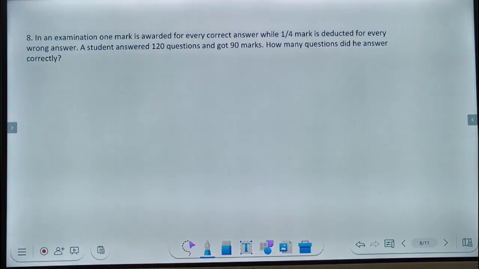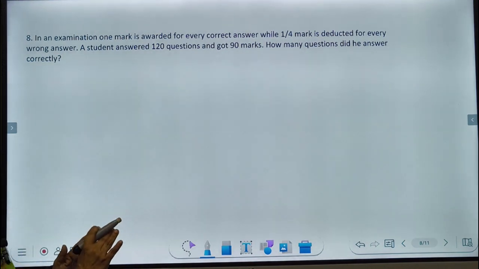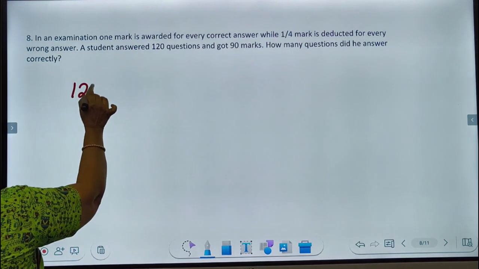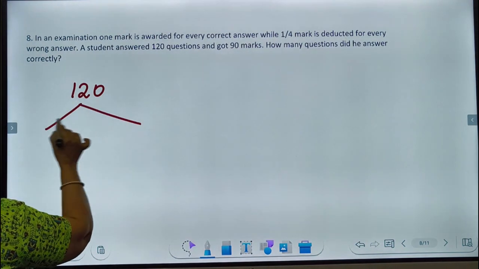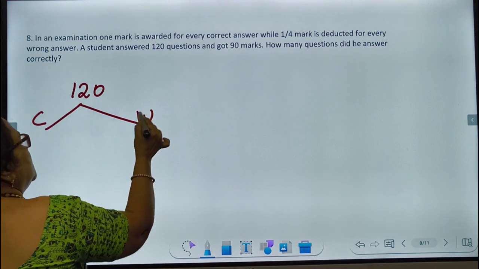Next question. In an examination, 1 mark is awarded for every correct answer, while 1 by 4 mark is deducted for every wrong answer. A student answered 120 questions and got 90 marks. How many questions did he answer correctly? So this is a word problem. You have to first interpret the word problem. There are totally 120 questions. Some he answers correctly, some he answers wrongly.